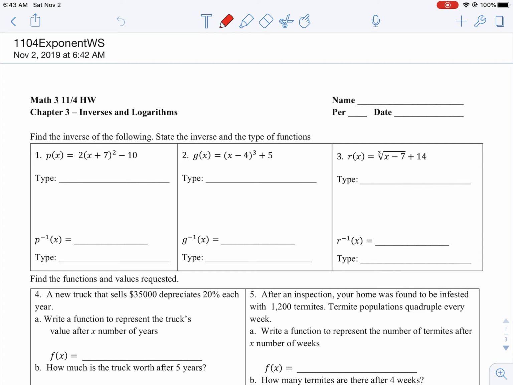Alright. So we want to find the inverse. So this is a quadratic. And this is a cubic. Why is it quadratic? Because it's a square. Why is it a cubic? Because it's a cube. And right here, this is a cube root.